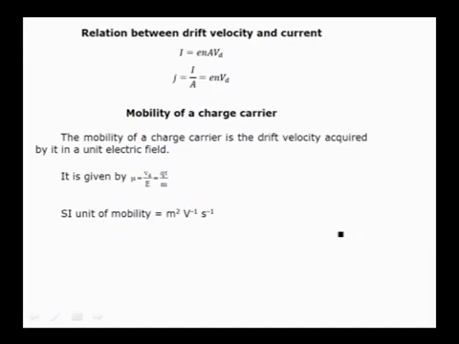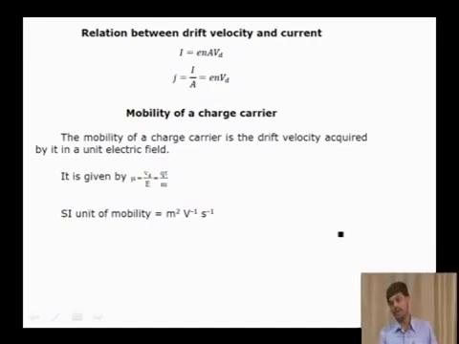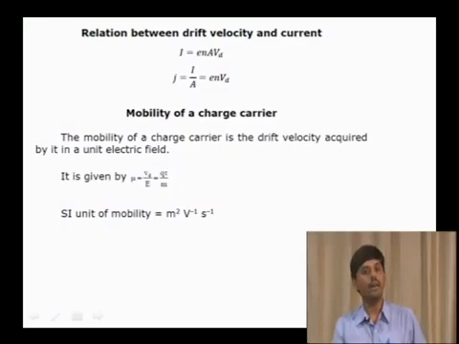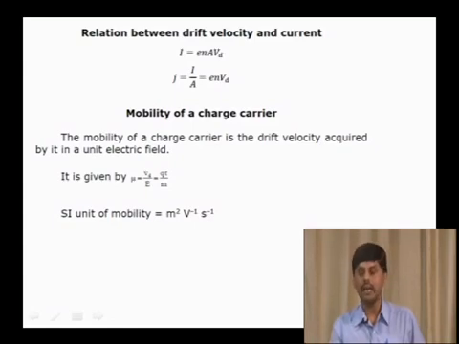Next, relation between the drift velocity and current. We have I is equal to n e A Vd, where e is the charge of the electron, n is the number density of the electrons, A is the area of cross section, and Vd is the drift velocity. Also we can write J is equal to I by A, current per unit area. If you substitute the value of I in this equation, we get J is equal to n e Vd.